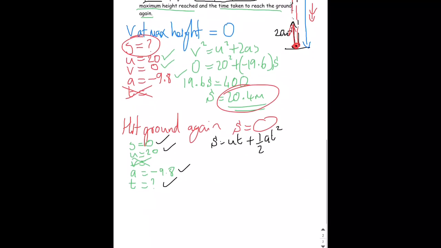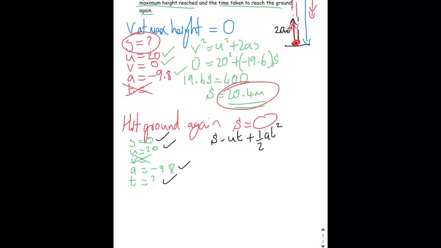When I have a look at that formula, S is 0, U is 20, so 20 times time, plus a half A, which is minus 4.9, T squared. Try not to divide through by T here. You will have to take a factor of T out. So that's T times (20 minus 4.9T).